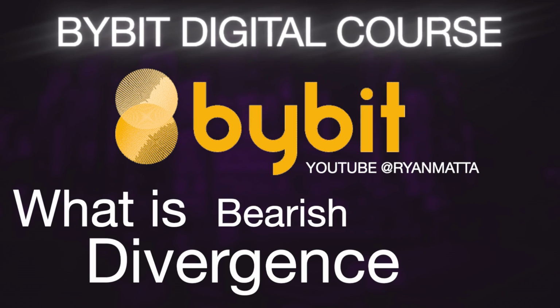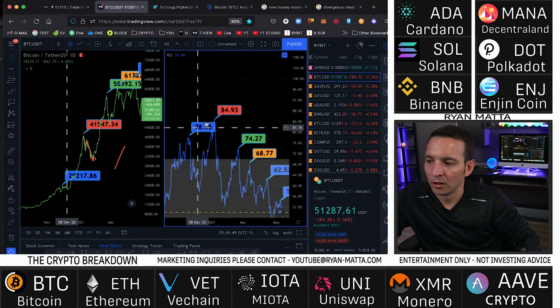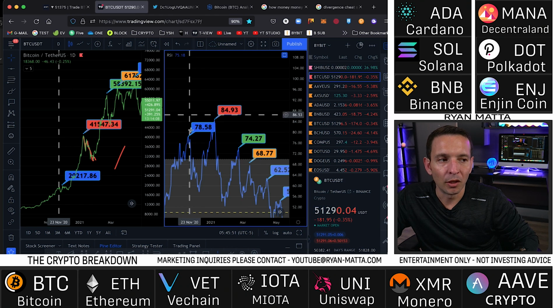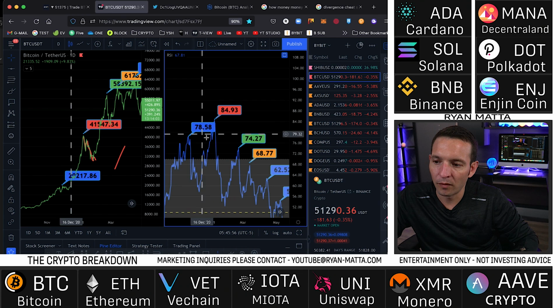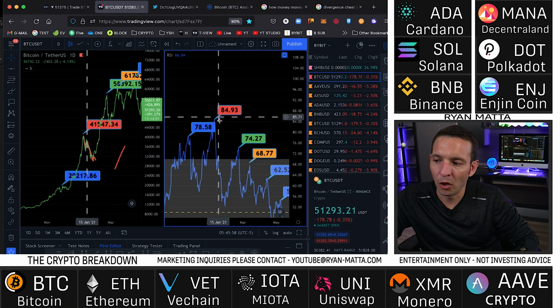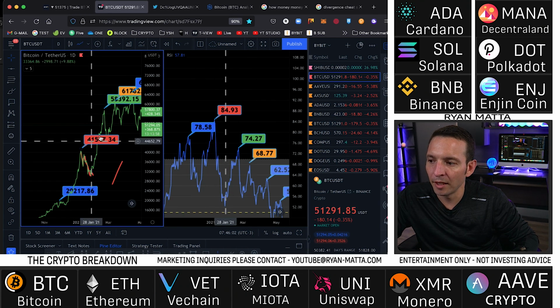So if we're looking at this chart and we're taking a look at it right here, right now, from blue to red, what do you see? No divergence, right? Because price is putting in higher highs and RSI over here is putting in higher highs. So no divergence right there. But we get up to the next peak.